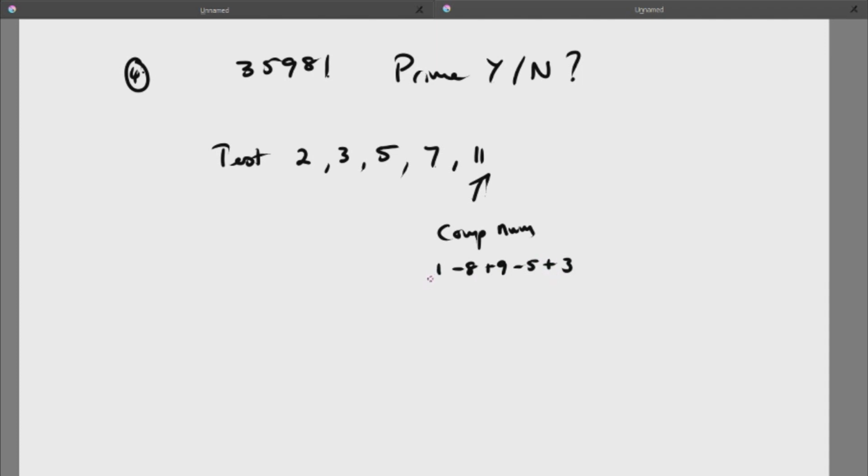I go right to left, right? So here, my what I call comparison number is 1 minus 8 plus 9 minus 5 plus 3. Right to left always starts with a plus. So that's minus 7. That's 2. That is negative 3 plus 3 is 0. And we know 0 is special. It works for 11.